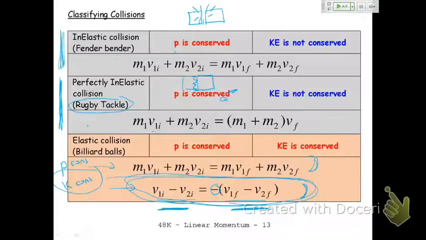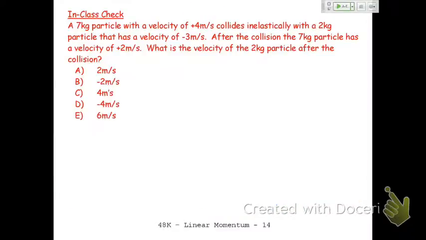Now, to my mind, most of the time equations are easier than words. But in this particular example, I prefer the words to the equation. So the difference in the velocities before the collision is equal to the negative of the difference in the velocities after the collision. So 3 examples. Let's do one. Can you do that one for me, please?